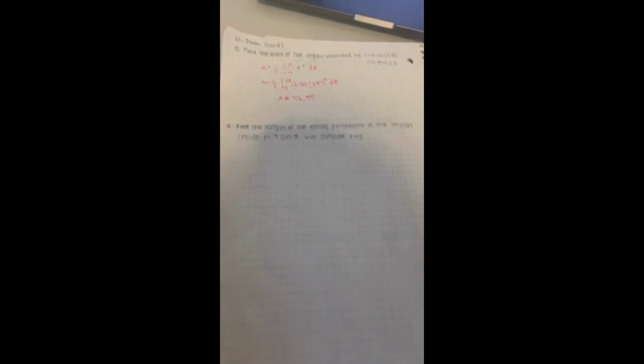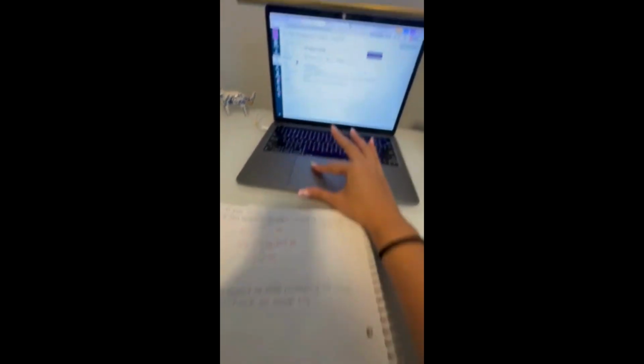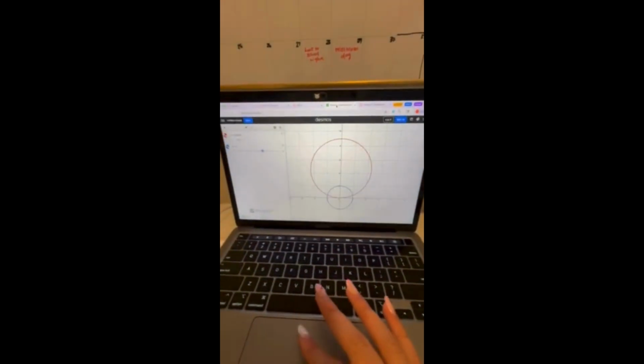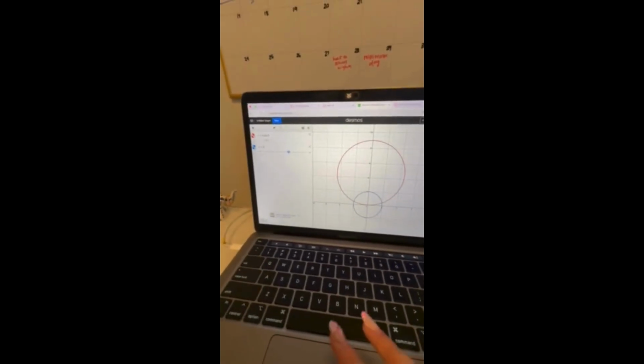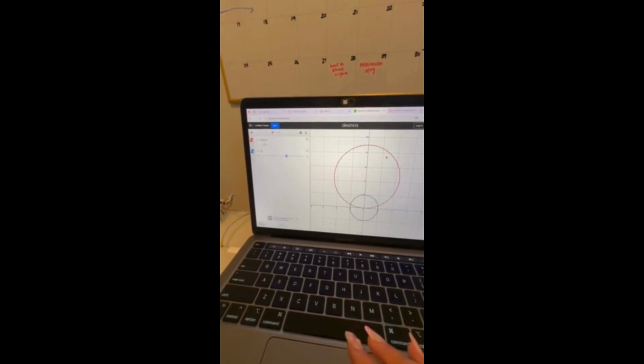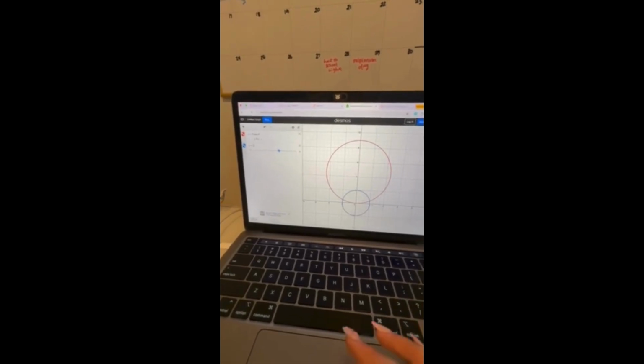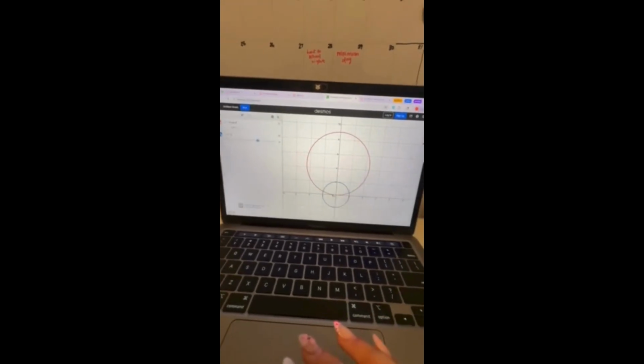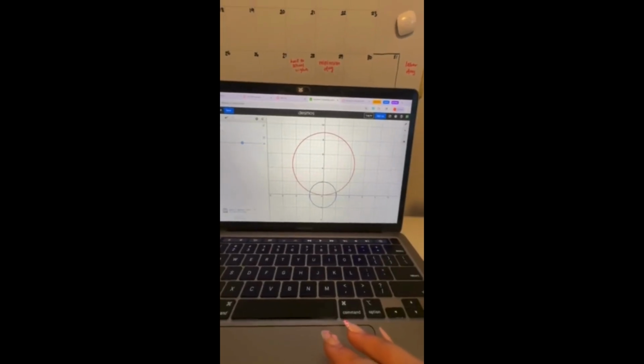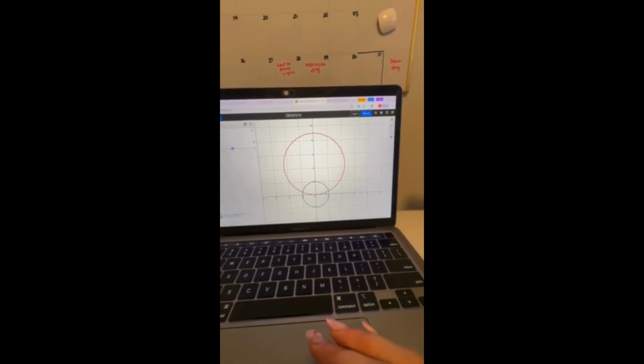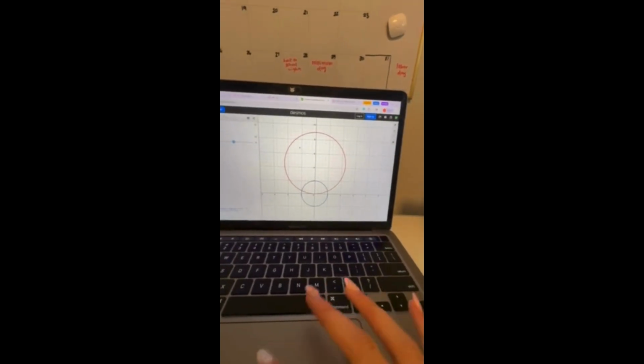We have number 9, which is find the length of the entire perimeter of the region inside r equals 9 sine theta, but outside r equals 2. So this problem is a little bit tricky, so I graphed it on Desmos to have a better visual. This outer circle right here is r equals 9 sine theta, and the inside is r equals 2. So our first step to solving this problem is we need to find where the two circles intersect so that we can add up the perimeters.